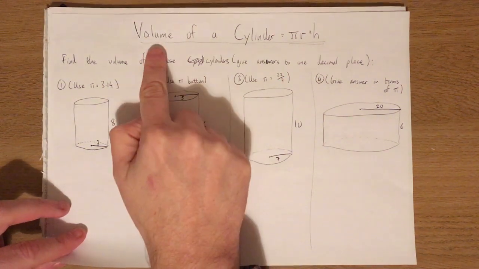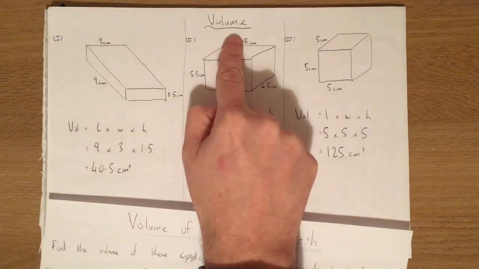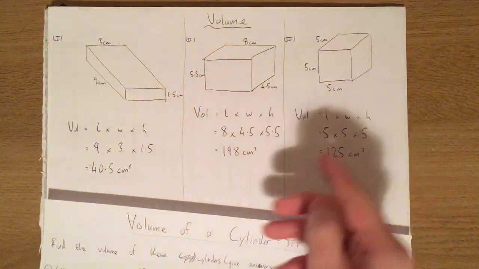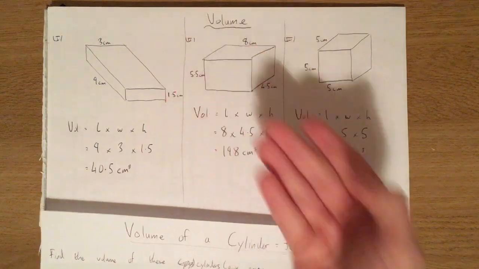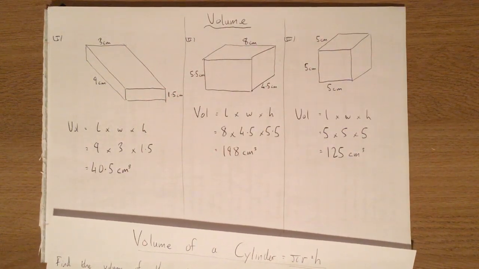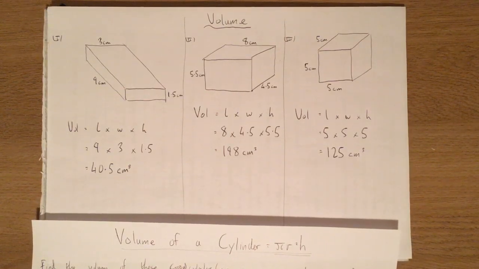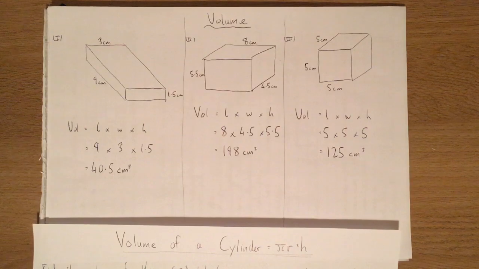Alright, so I'm going to continue looking at volume today. We've already started this looking at the volume of a cuboid. We started off by saying what the volume is. It's the amount of 3D space that something takes up, or the amount that something can hold, so how much maybe liquid you can put into something.